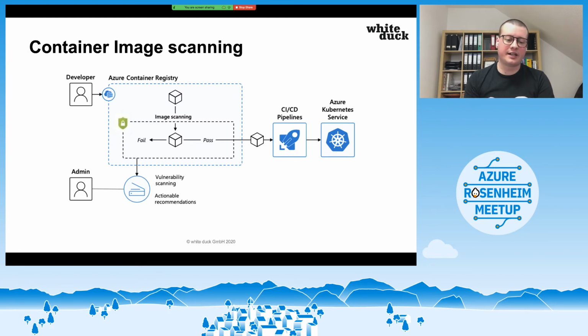Some advanced features: you can also integrate container image scanning. The premium tier version of container registry supports this, but you can also add some third-party tools like Aqua or any other solutions out there to scan your images before those get published in a container registry, and therefore before they can be deployed or run in your Kubernetes cluster.